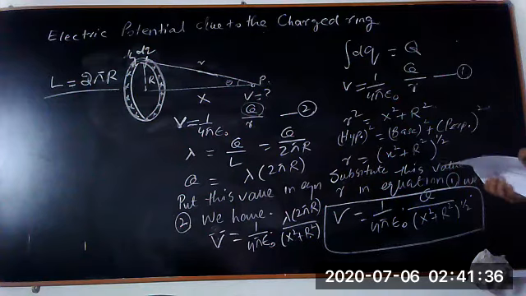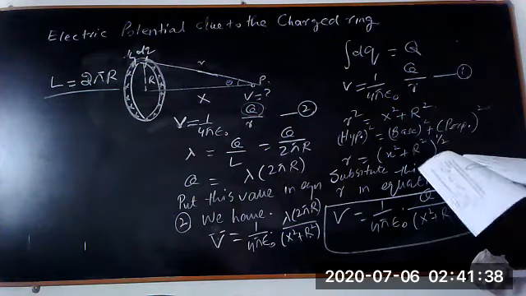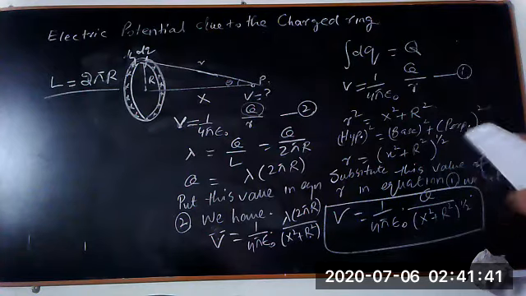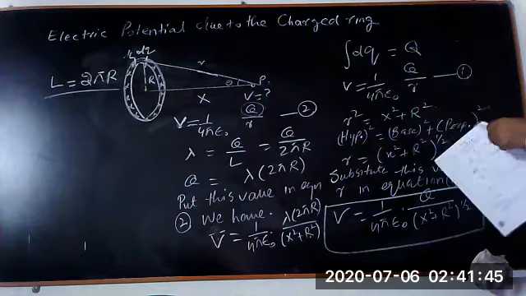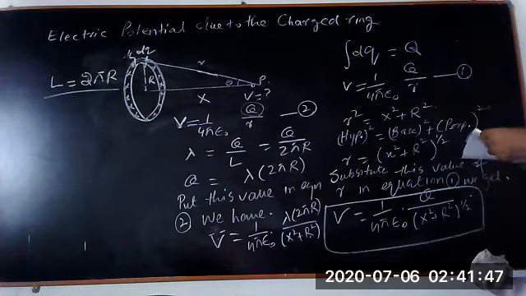So now instead of a ring of charges, if we have a complete charged disk, then what will be the potential due to the charged disk, that is what we have to calculate here.